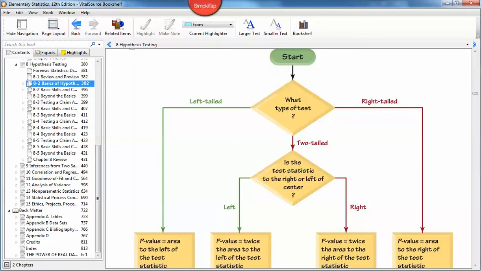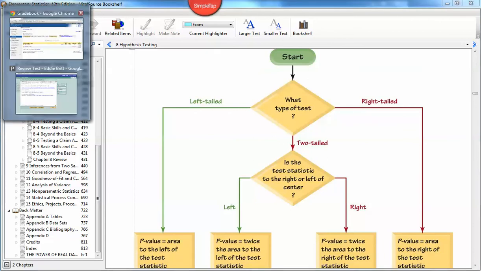If it's two-tailed, we have to ask, is the test statistic to the right or left of the center of the set of data? Left or right, we do what it says. P-value equals twice the area to the left of the statistic if it's left, twice the area to the right of the test statistic if it's right. If it's left-tailed, you just take the area to the left of the test statistic. If it's right-tailed, you take the area to the right of the test statistic. Okay, that's how you find p-values.